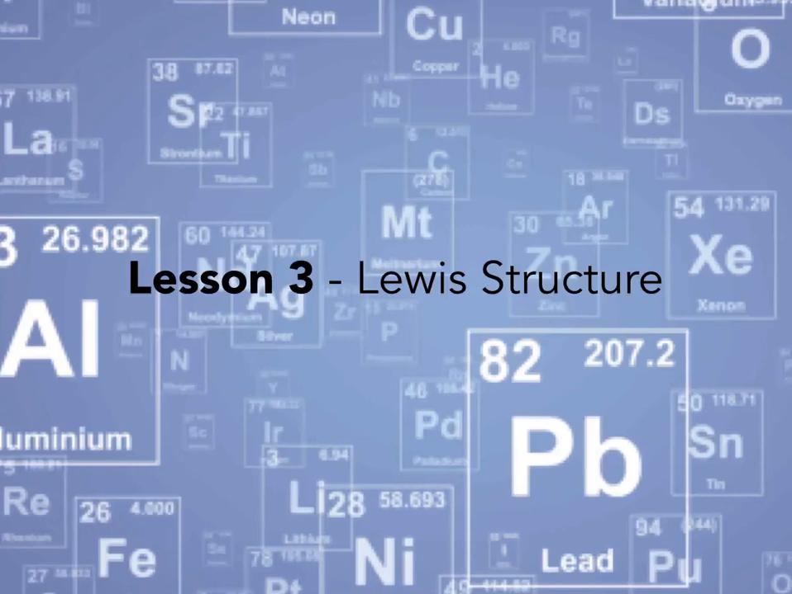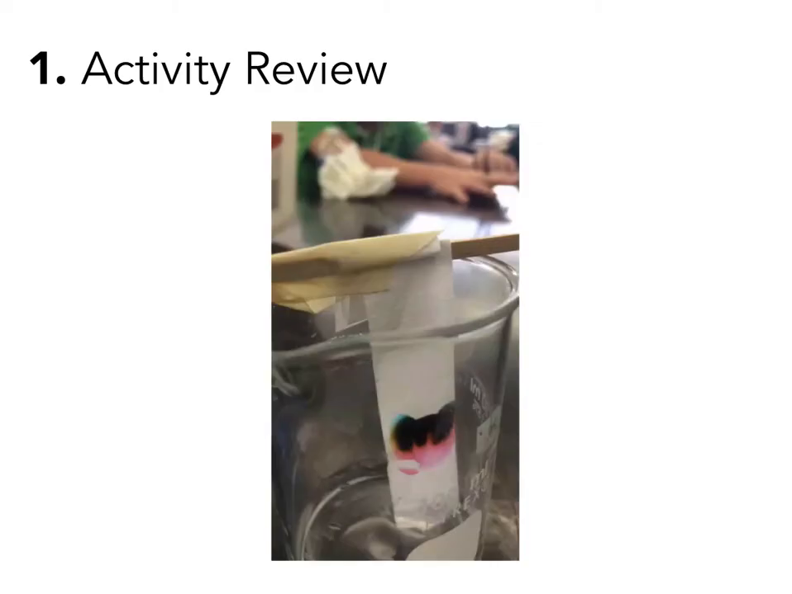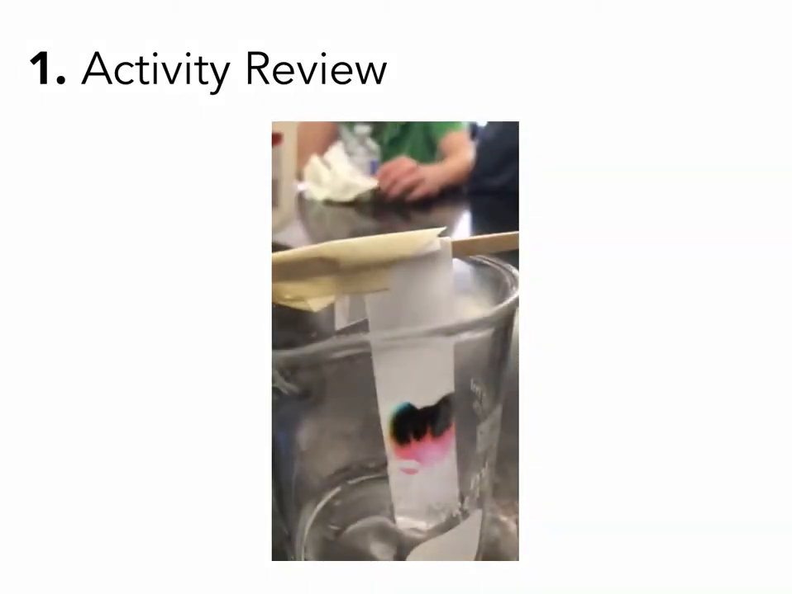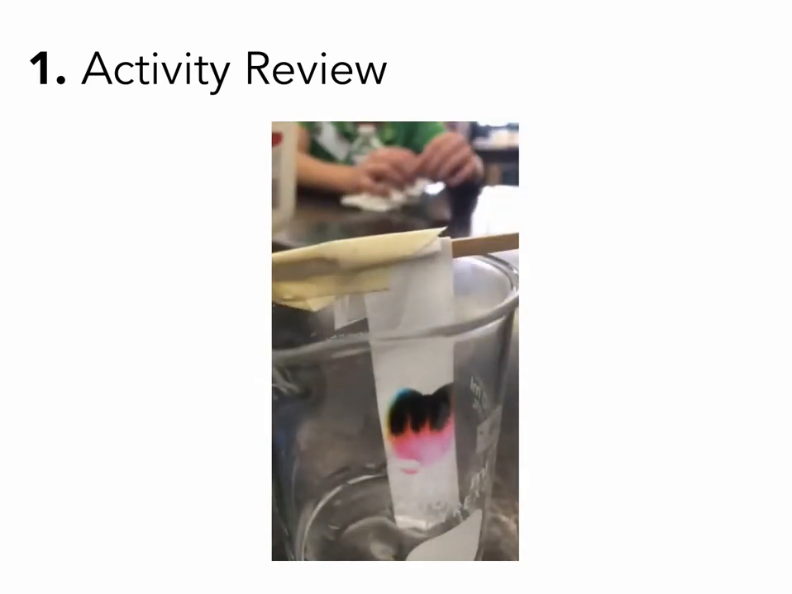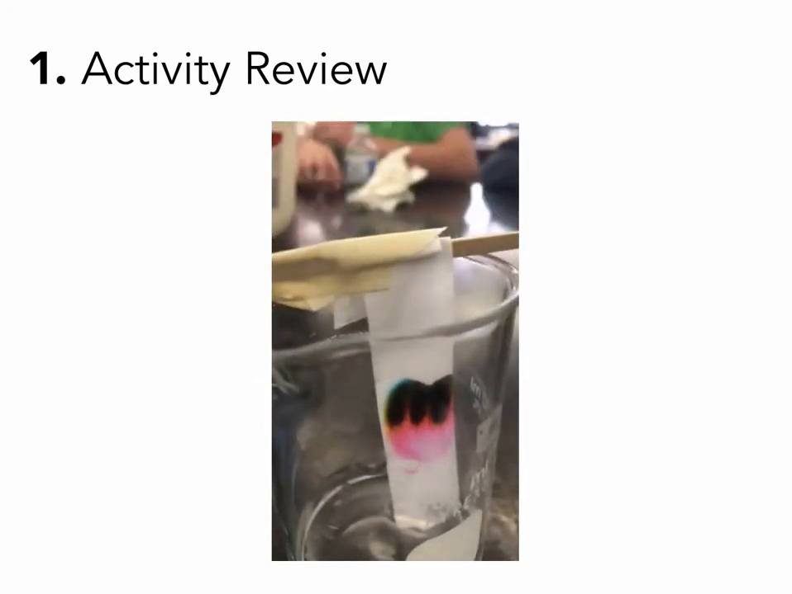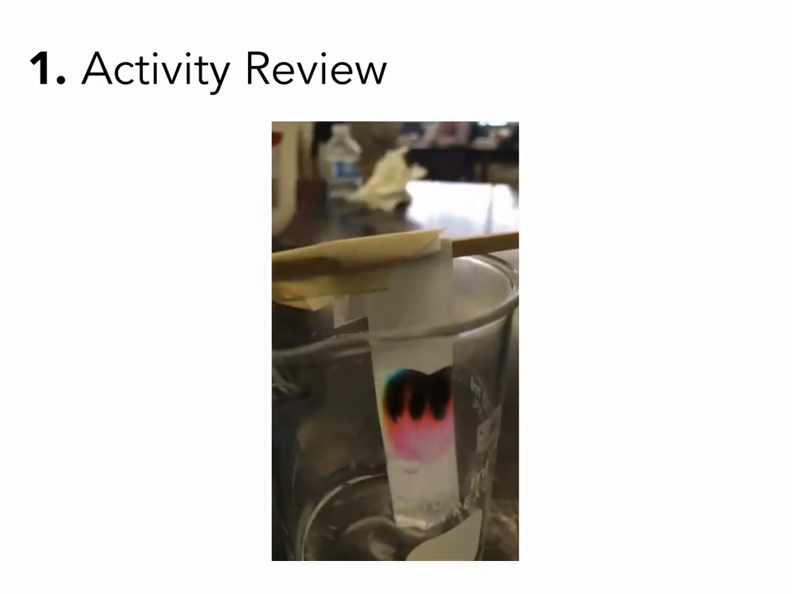Lesson 3 is about Lewis structures, which are ways of drawing covalent compounds. So we're going to be talking primarily about non-metals only. And in class, we did a lab that talked about the solubility of covalent compounds in one another. Here we see that the blue dye was most soluble in water.